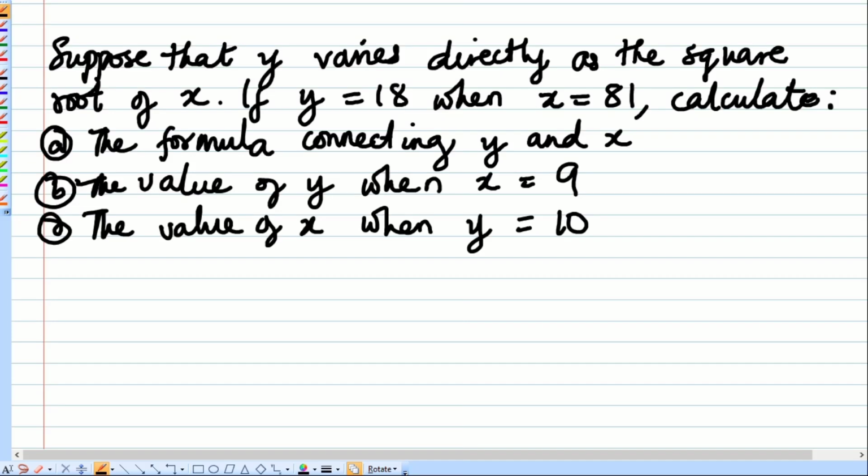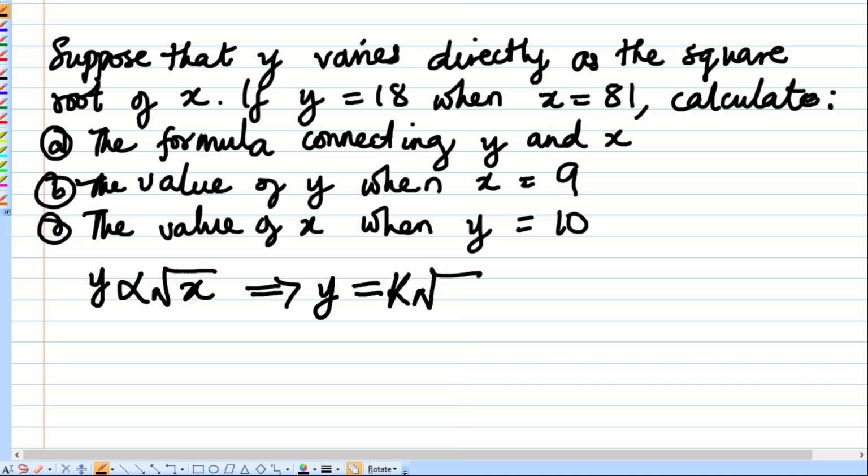So we have another question there. It says, suppose that y varies directly as the square root of x. So you see, this time around we have square roots. So we have y varies as the square root. So let's write the equation. The equation will be y. You remove the variation symbol and change it to equal to, and then introduce your constants.